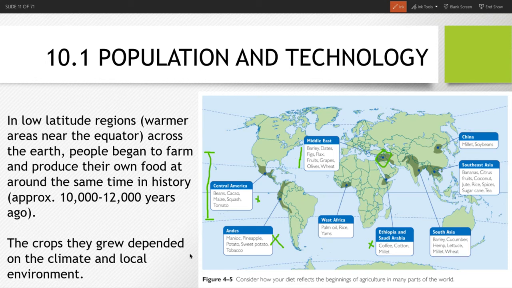But the point is that people, perhaps due to climatic changes, a warming of global temperatures overall at the end of the last ice age, people in multiple places started to learn how to farm and make that discovery within about the span of a couple of thousand years.